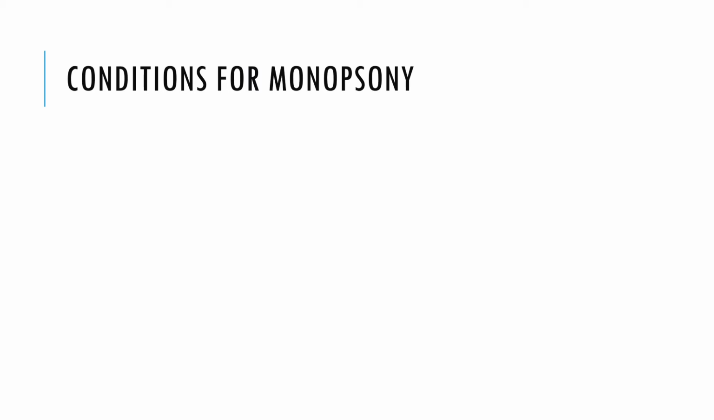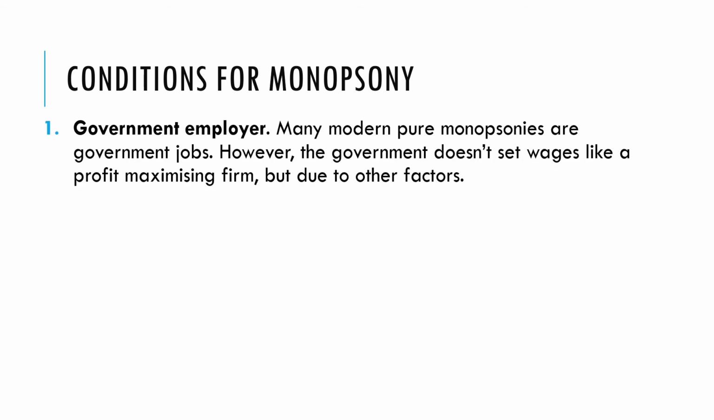So let's have a look at some of the conditions we need potentially to have a monopsony. When there's one buyer of something in the market, often this is the case with the government or the public sector. For example, if we think of something like nursing, the government is normally the only employer. So they have a lot of bargaining power over the wages that they can agree to pay nurses.